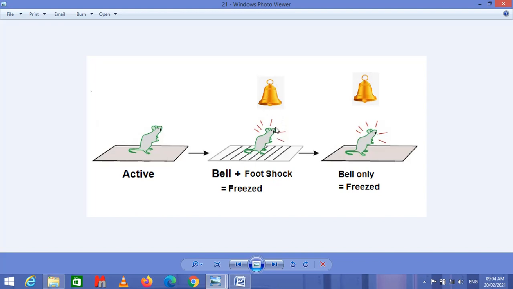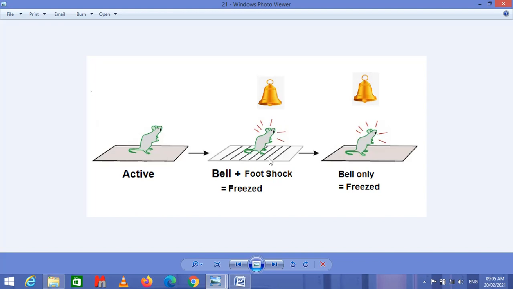So this mouse gets the information of shock and bell at the same time, and it saves the information of listening to the bell and getting the foot shock in its amygdala. So this mouse stores the information of listening to the bell and foot shock in its amygdala. And this mouse is showing a freezing response after listening to the bell and applying the shock.